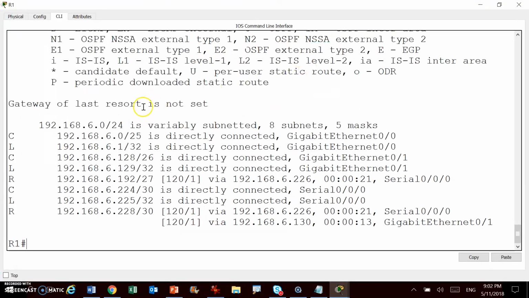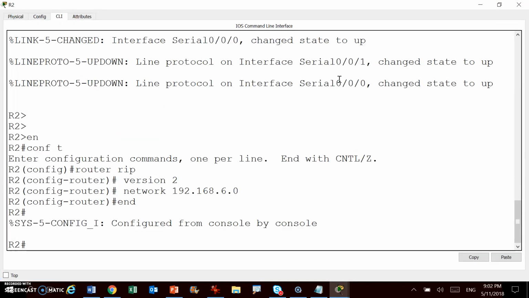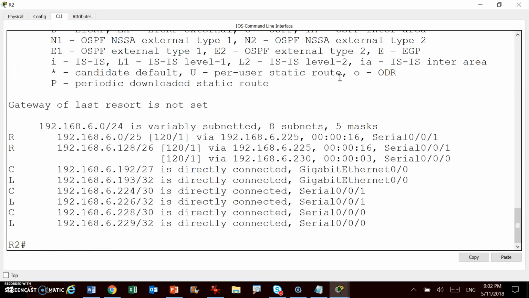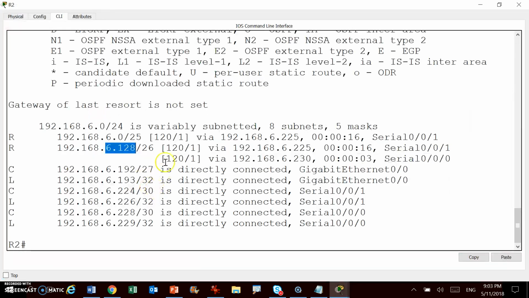If you look at the routing table for R1, we have the RIP route for the 192 network. We also have the RIP route for the 224 network. Same thing for R2. R2 also has the RIP route for the 6.0 network, which is the user 1 network. This is the user 3 network. So user 1 and user 3 networks. And for R3, we should see the user 2 network and the user 1 group 1 network.